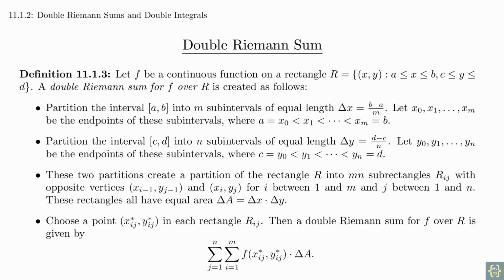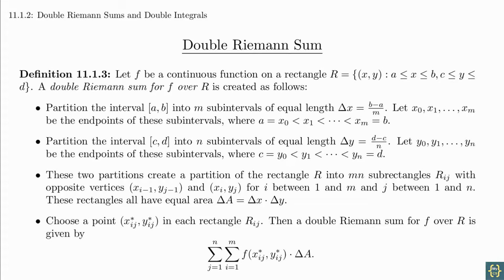To get the double Riemann sum of f over R, you partition the rectangle into m pieces in the x direction and n pieces in the y direction to get m times n subrectangles. Inside of each rectangle, you pick a point that will be used to calculate the height of the box corresponding to that rectangle. Then you calculate the volumes and add them together, and that result is the double Riemann sum.